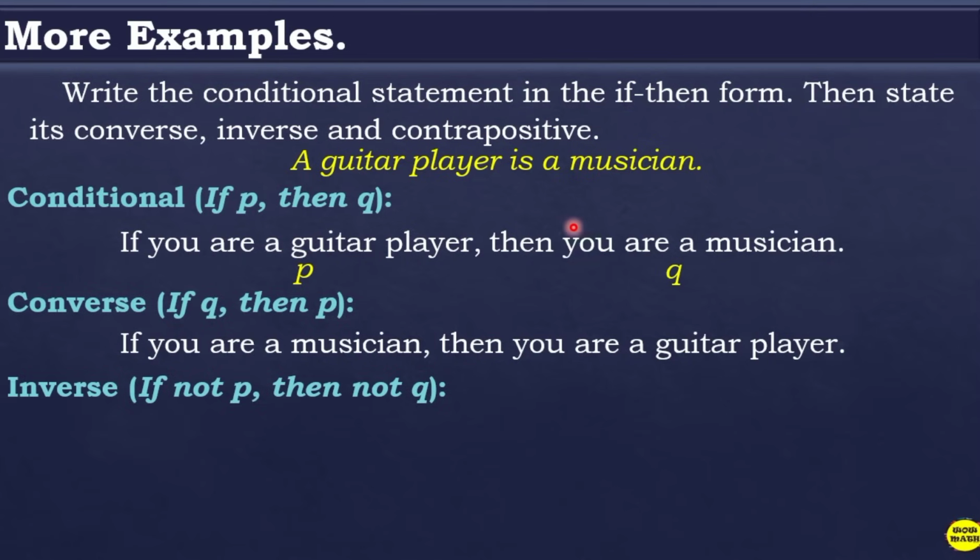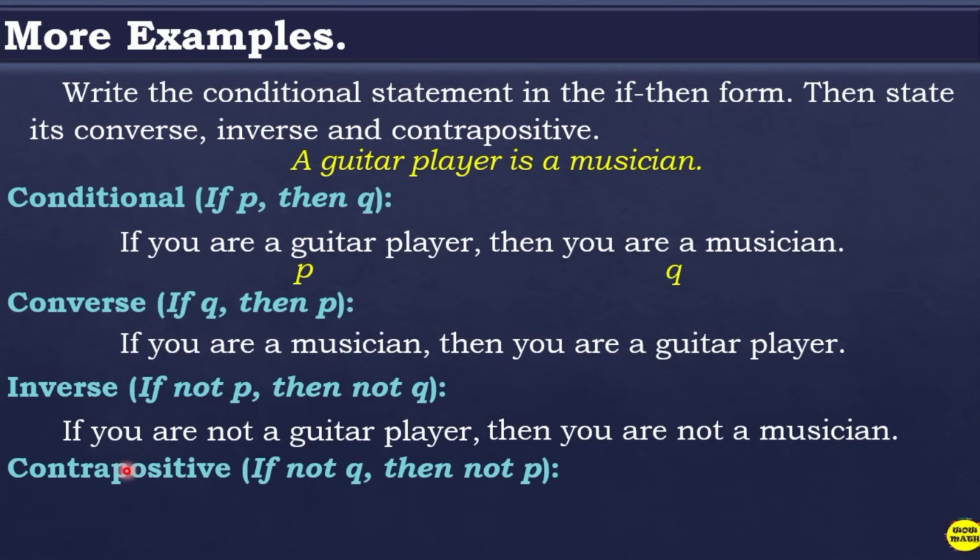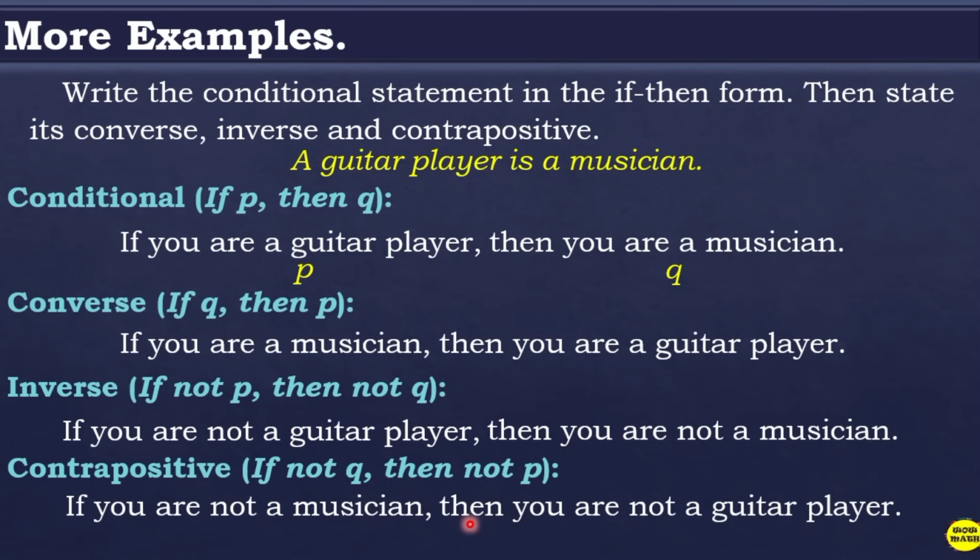So, ito si P, ito si Q. If you are not a guitar player, negate din natin si Q, then you are not a musician. So, negate lang po natin pareho. Next, gawin natin ng contrapositive. If not Q, then not P. Ito naman, interchange lang natin yung inverse. So, if you are not a musician, then you are not a guitar player. Okay? Pinagbaliktad lang natin yung ating inverse kasi if not Q, then not P.